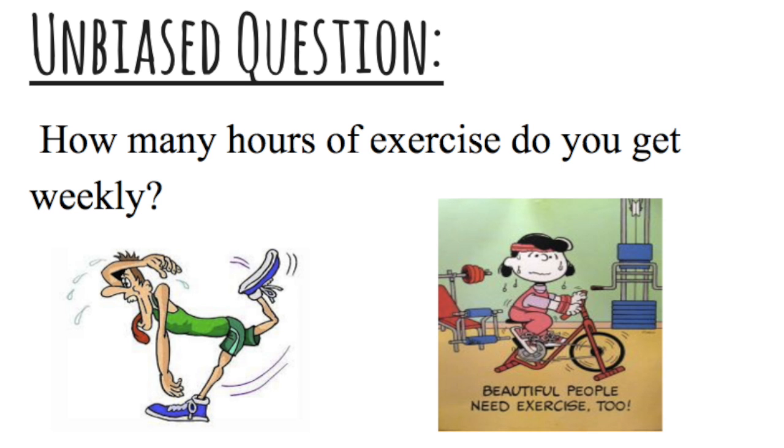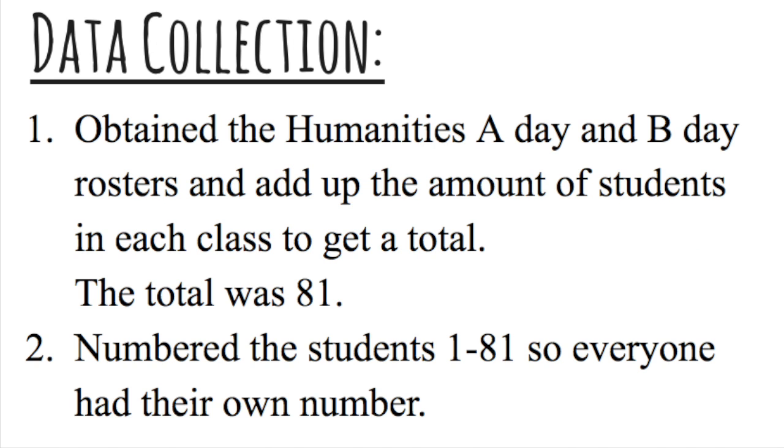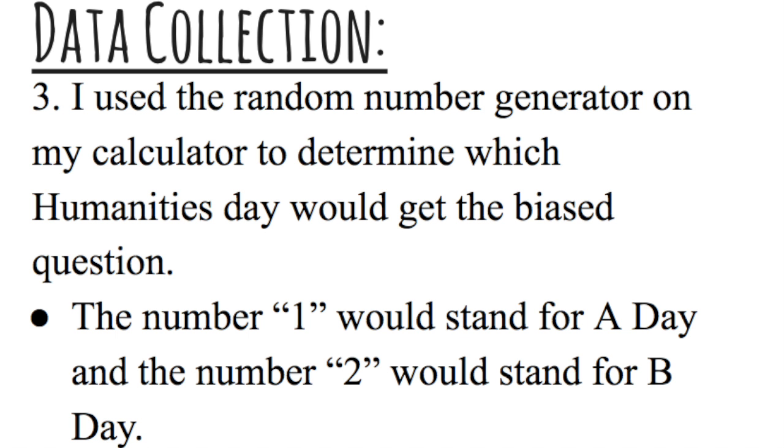My non-biased question was, "How many hours of exercise do you get weekly?" I wanted to see if manipulating the question would cause any difference in the amount of exercise humanities students say they get weekly. Then I used the random number generator on my calculator to determine what humanities day would get the biased question and what humanities day would get the non-biased question. The number 1 would stand for humanities A day and the number 2 would stand for humanities B day.